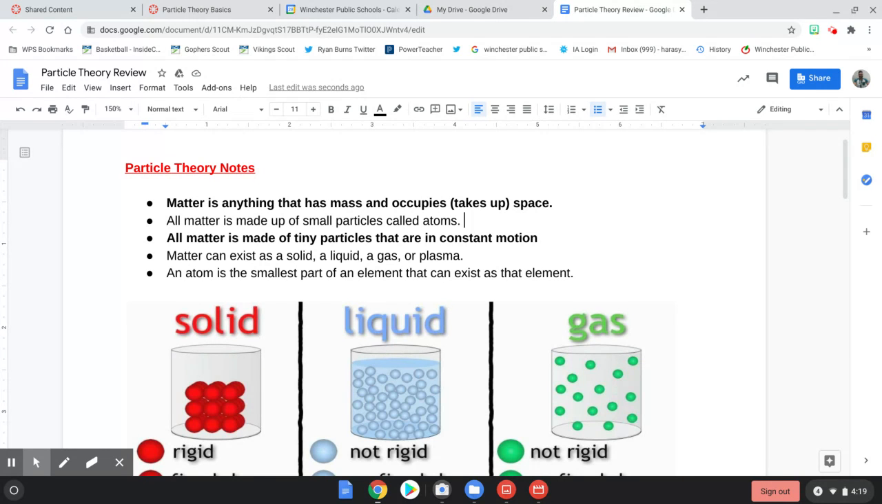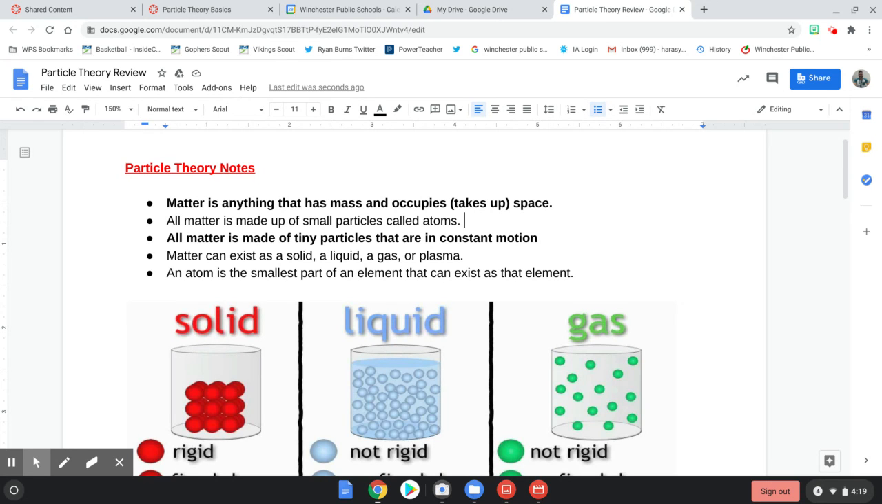So it's got to have some sort of mass, which on Earth we know as weight, but it's not the same thing. And it has to have some volume, which means it takes up space. Second bullet is that all matter is made up of small particles called atoms. You got to know that name, atoms.